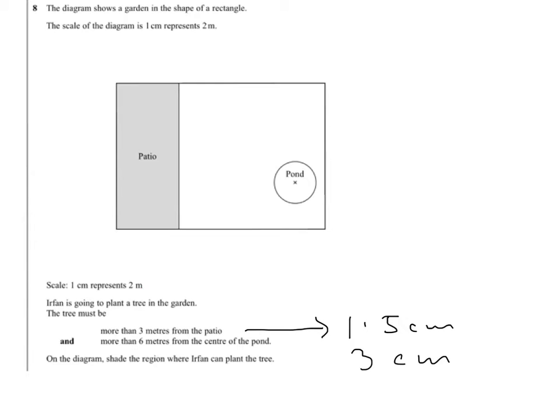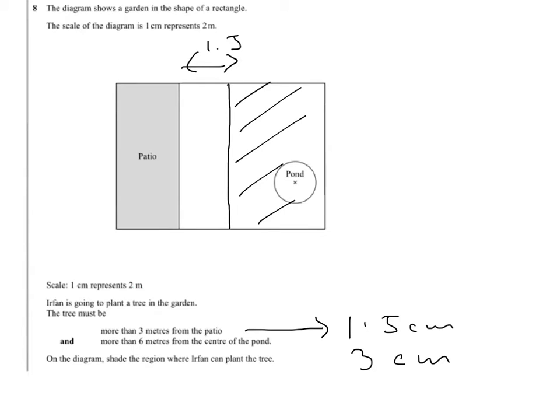So let's start with the condition about being from the patio. Then I need to measure 1.5 and draw a line that is parallel to the patio, coming down like that. 1.5, and I've got to be from there, so I've got to be to the outside of that region, so I've got to be in here somewhere.